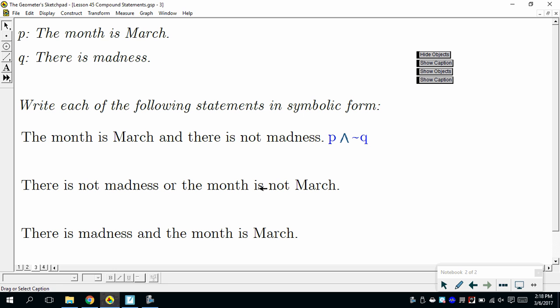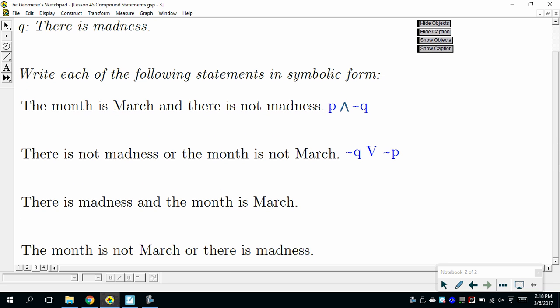There is not madness is not Q. Or the month is not March, so that's not P. So we have not Q with the V and then not P. There's madness, which is Q, and, so we put the and symbol. The month is March, so we have Q and P. That looks like this.